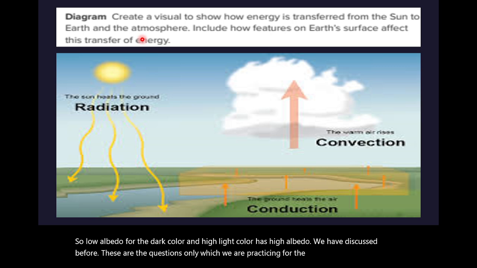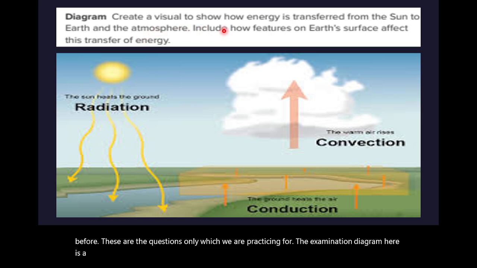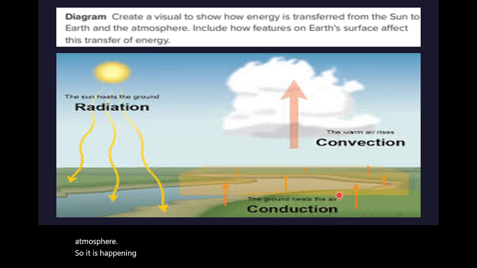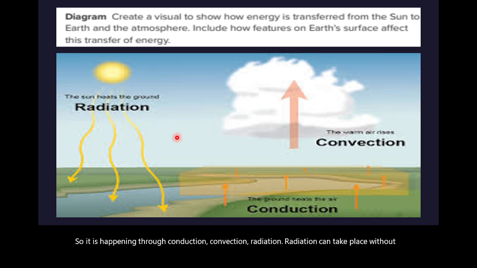Diagram, here is a diagram. Create a visual to show how energy is transferred from the sun to earth and the atmosphere. So it is happening through conduction, convection, and radiation. Radiation can take place without particles as well.